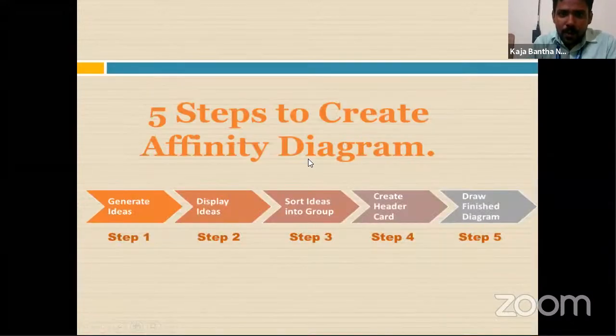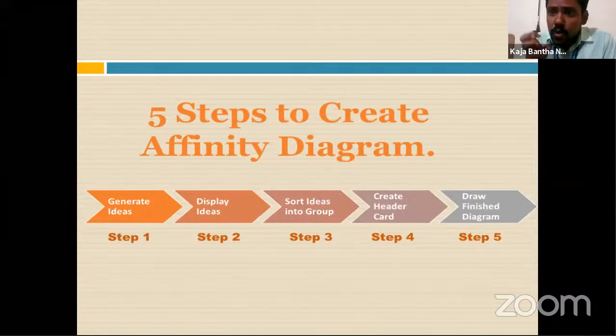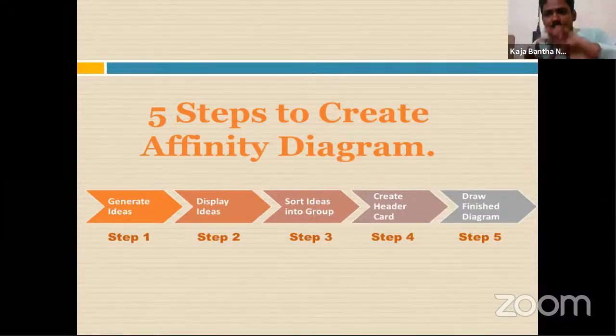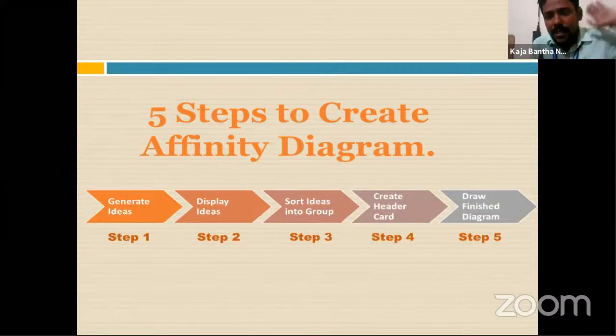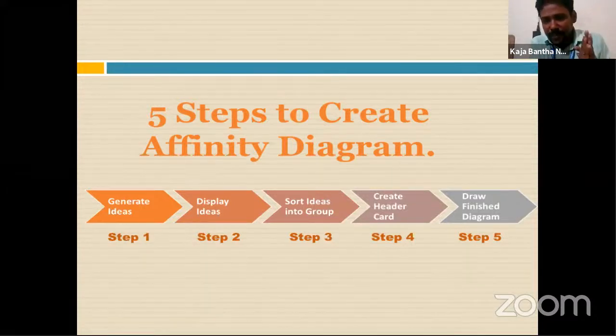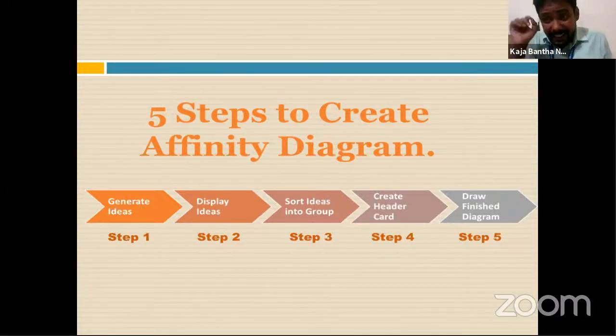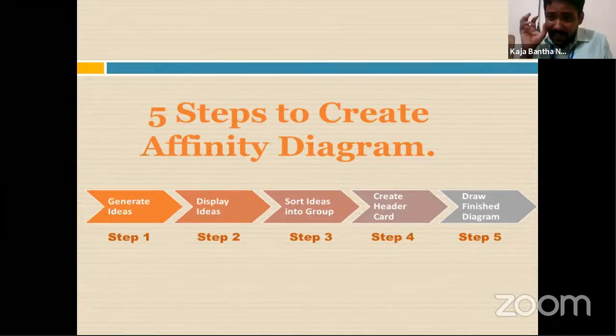For example, what are the steps in an affinity diagram? Generate new ideas and display ideas. You write them one by one. And you sort them into groups. Okay, these ideas are suitable for this kind of people only. And create a header card. And draw the full finished diagram. That is the affinity diagram.